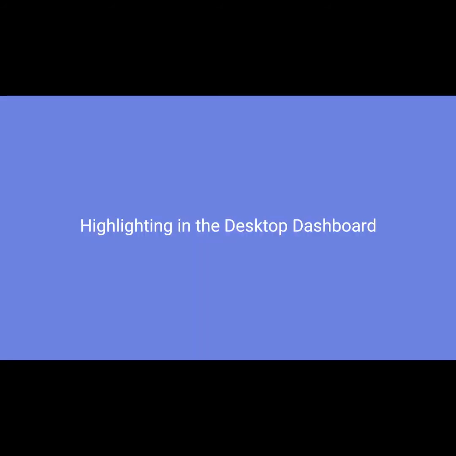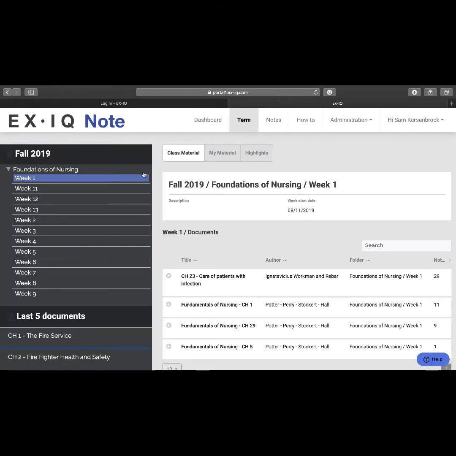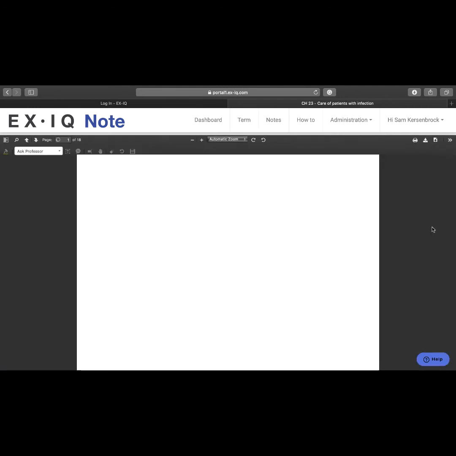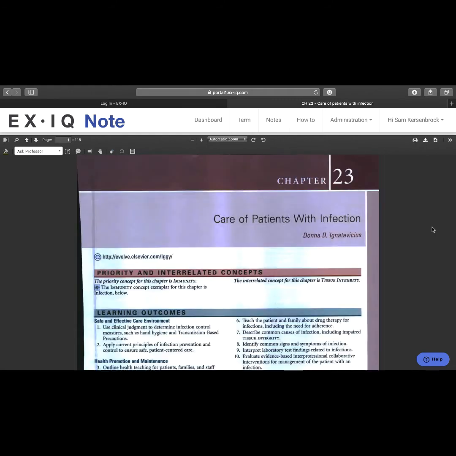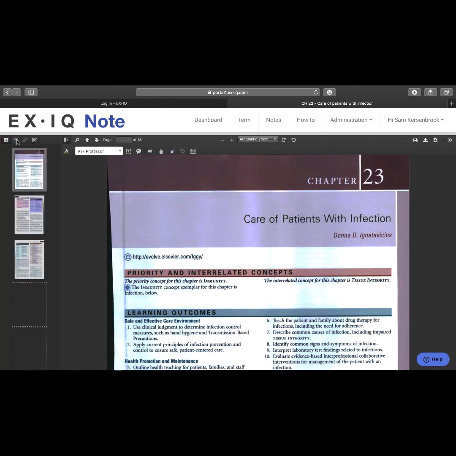Now that you know how to access your IQbooks on the desktop dashboard, let's go over how easy it is to make highlights. Open an IQbook. I will choose Week 1, Chapter 23. When you open up an IQbook, a screen will appear, and at the top of the screen, there will be a navigation bar. On the far left side, there is a toggle sidebar button that allows you to quickly navigate through your notes and highlights. On the far right of the navigational bar, you'll find a presentation mode, a print, and a download PDF, and a download notes button.